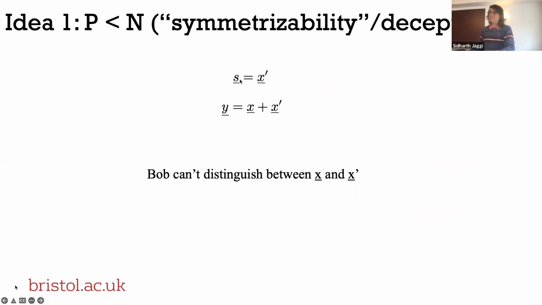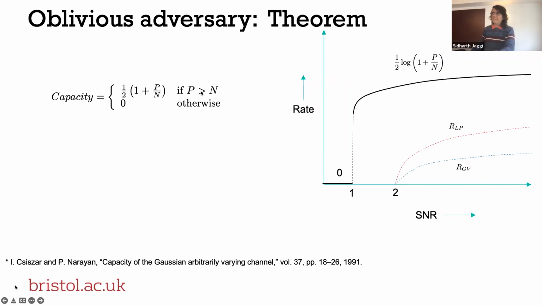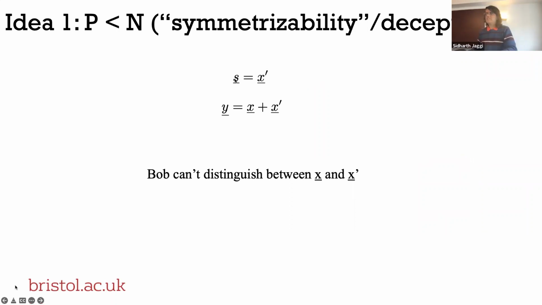In this case, the jamming strategy is, if n is bigger than p, if the jamming power is at least as large as the transmit power, then the symmetrization strategy simply comes down to the adversary choosing noise which corresponds to a potentially different transmitted code word, right? So if that is the case, then what would Bob receive? Bob would receive the truly transmitted code word plus some other code word, and therefore, on being given the sum, would not be able to figure out what was transmitted, right? So in this case, again, it's a symmetrization strategy. Bob can't distinguish between these two, and therefore that gives a converse.